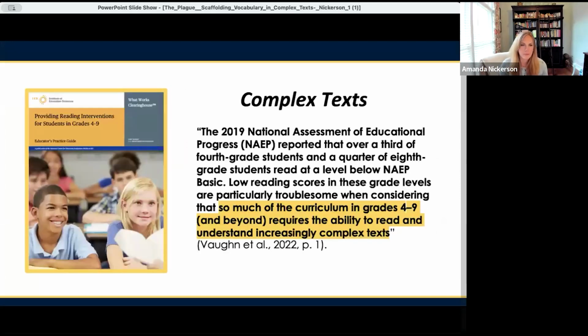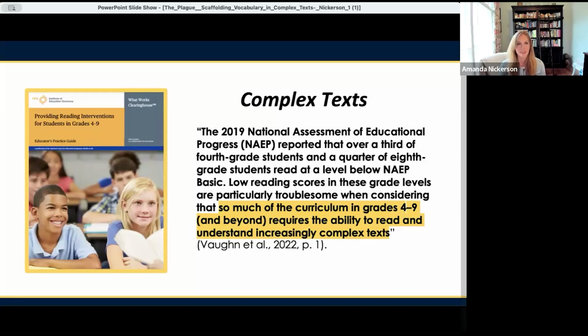Now, as we move ahead here, I want to draw your attention to a really helpful IES practice guide, providing reading interventions for students in grades 4 through 9. And I want to draw your attention to a quote by Sharon Vaughn, and really just this last section of it, because I think it provides a why for why we're even having this conversation and why this work is so very important. She says, so much of the curriculum in grades 4 through 9 and beyond requires the ability to read and understand increasingly complex texts.